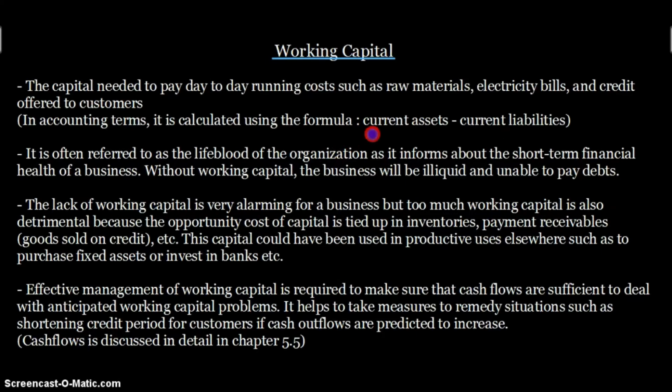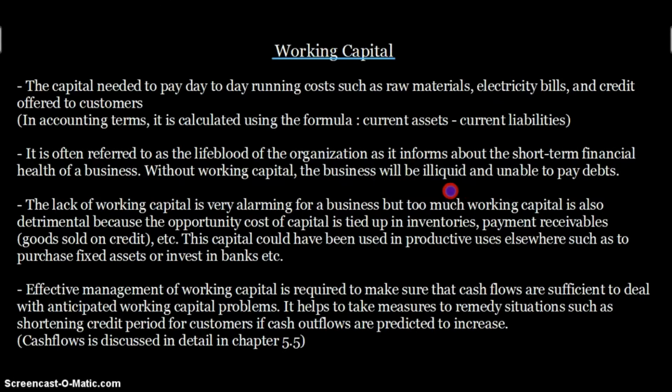So we have talked about the basic definition of working capital, how it is calculated, and what is part of current assets and current liabilities, so we can get a better idea about what working capital is. Now that we have covered that, moving on, it is often referred to as the lifeblood of the organization, as it informs about the short-term financial health of a business. Without working capital, the business would be illiquid and unable to pay debts.